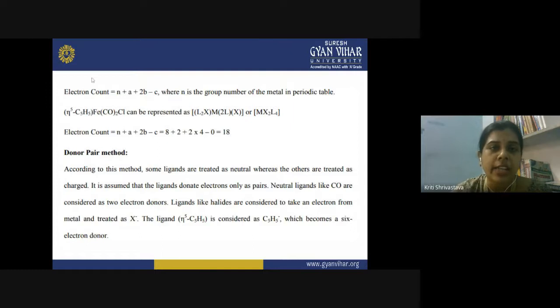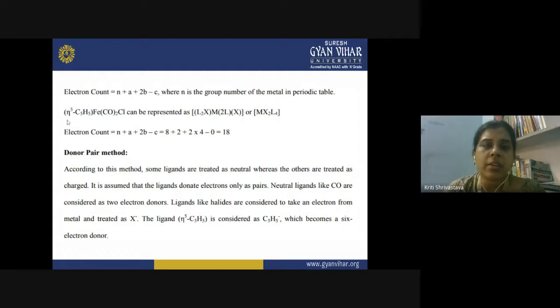So now the electron count, how do you get it? N plus A plus 2B minus C. This is the formula. How do you get it? N is the number of valence electrons, right? Then plus A. A is the number of electrons donated by the X type of ligand, so it will be 1. But when you consider B, B is the number of L ligands, so 2 electrons are coming from each ligand. So you calculate it like 2B. Minus C, C is the charge on the complex ion.